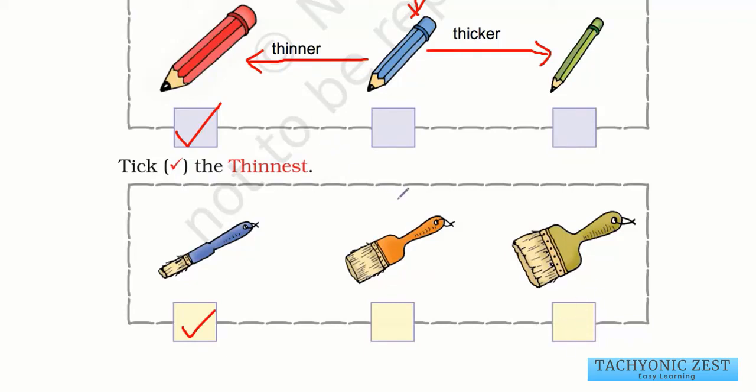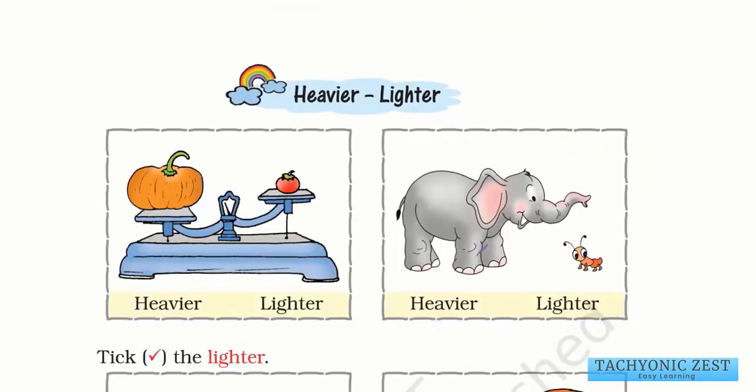Now this paintbrush over here is thicker as compared to one paintbrush and thinner as compared to some other paintbrush. Can you tell me this paintbrush is thicker as compared to which one and thinner as compared to which one? Yeah, correct. Let us see. This paintbrush is thicker when compared to this paintbrush, and this one is thinner when compared to this paintbrush. So we'll say this paintbrush is thicker than this paintbrush, and this paintbrush is thinner than this paintbrush. That is how we'll do.